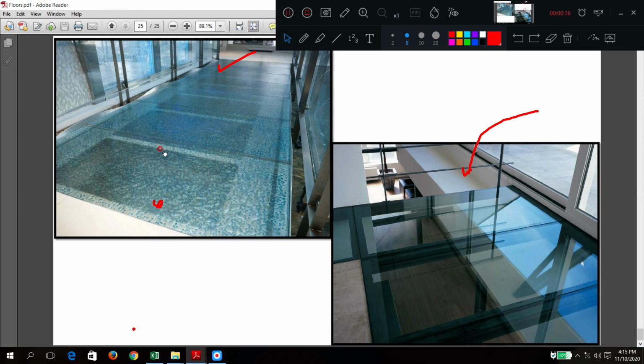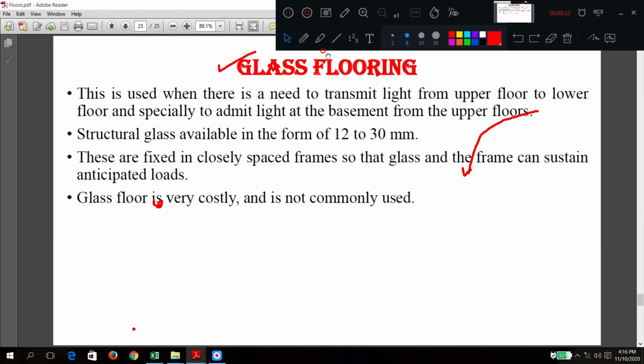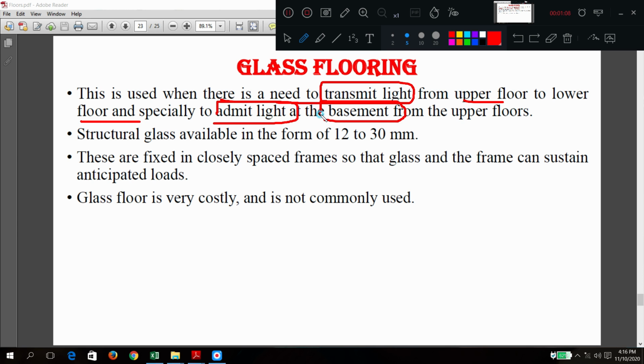Here also you can see, the floor is made up of glass. Here also the floor is made up of glass. Sometimes it is structurally strong so that it can carry some load. So this is used when there is a need to transmit light from the upper floor to the lower floor, especially to admit light at a basement level.